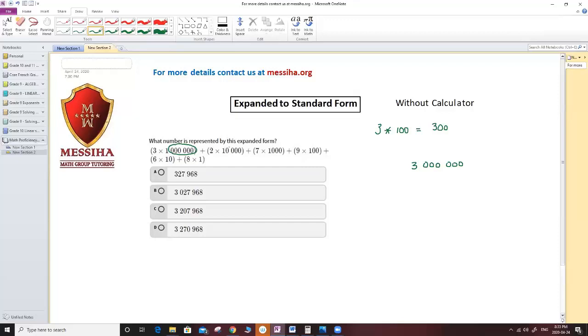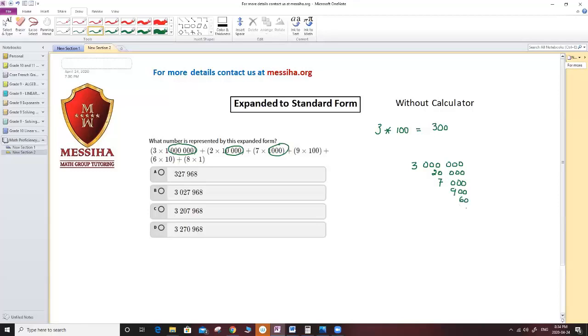The 2, and I'm going to add 4 zeros, that means 20,000. So 4 zeros, that means 1, 2, 3, and 4, and I mark the 2. Next one, 7 times 1,000. Again, 0, 0, 0, and 7. 900, again, 100 and 9. 6 times 10, 60. So 0 and 6.